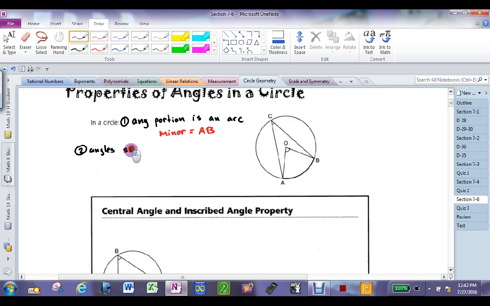That's point 1. Point 2. Angles subtend from arcs. Okay? Angles subtend from arcs in 2 ways. There is inscribed and there is central. I'm going to highlight the inscribed in blue and the central in green.